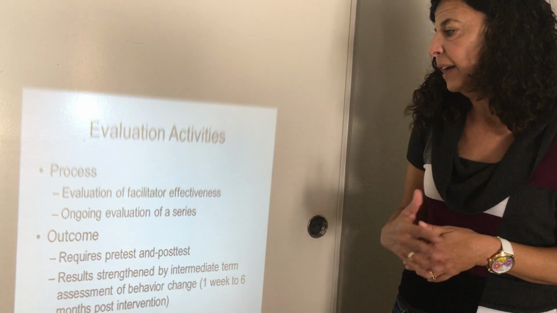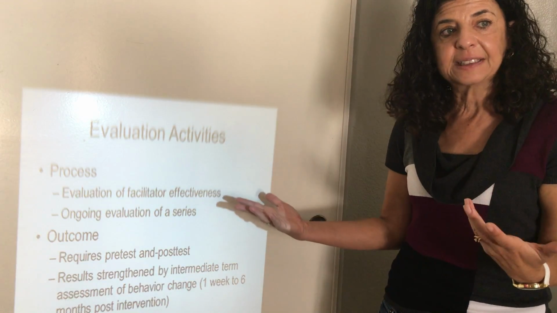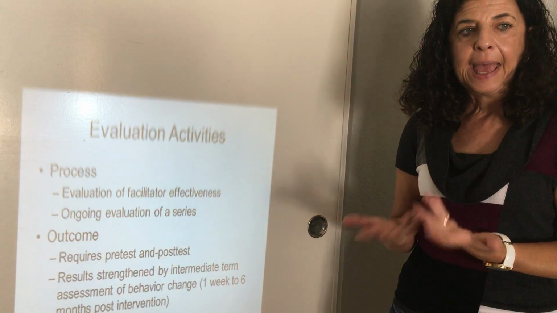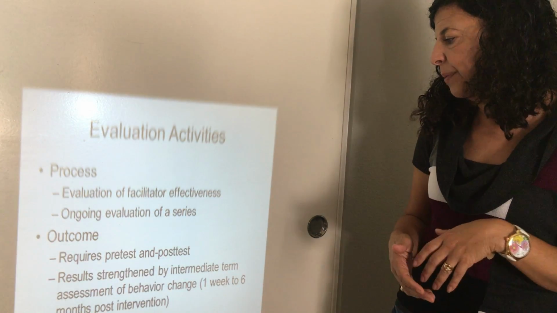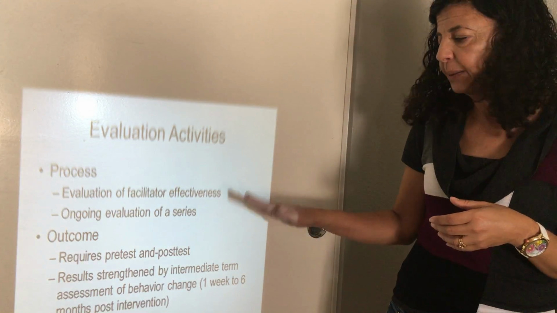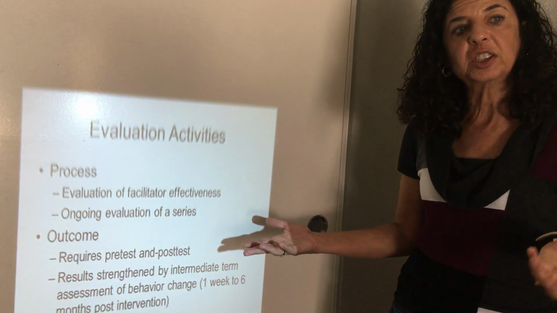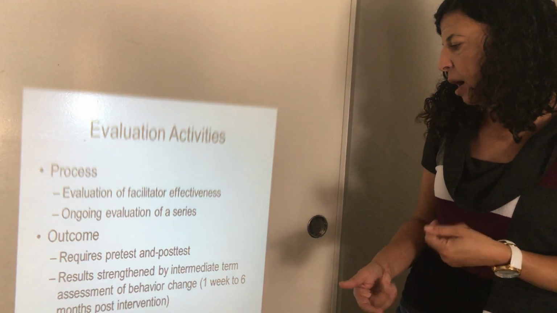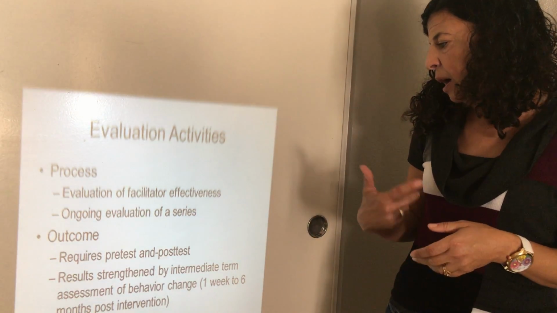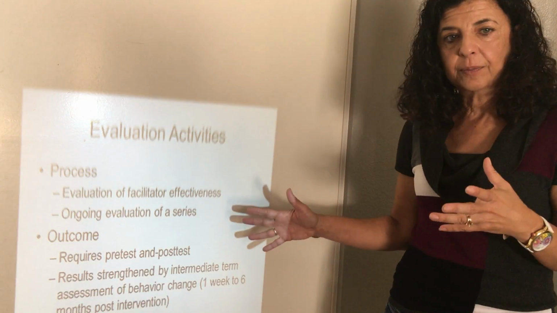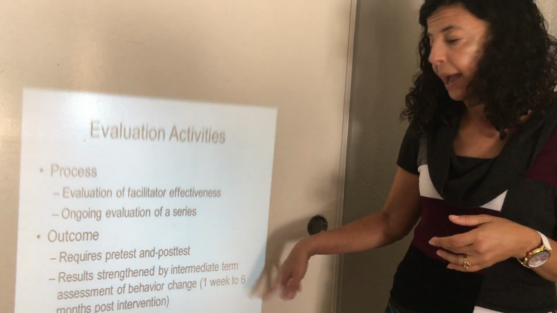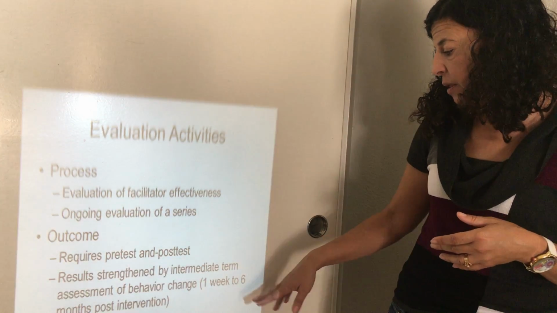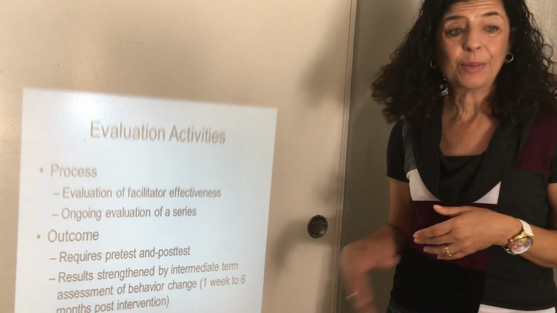So process evaluation really looks at the effectiveness of the intervention, the job you're doing, as well as how the intervention was implemented. Outcome requires some pre and post tests, so you can't show knowledge gain unless you do a pre-test, because you don't know where they started, so you need your baseline. And if you're looking at some outcomes in terms of behavior change over time, then you might want to go out as far as 6 months post-intervention.